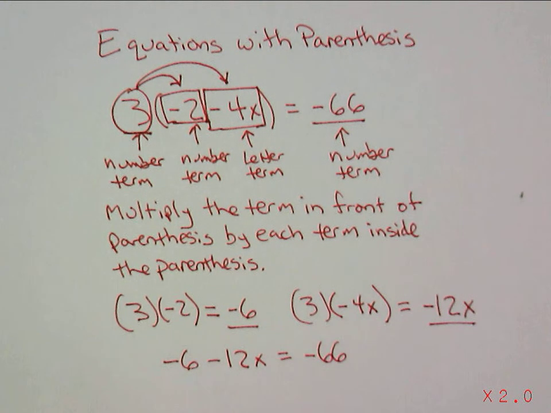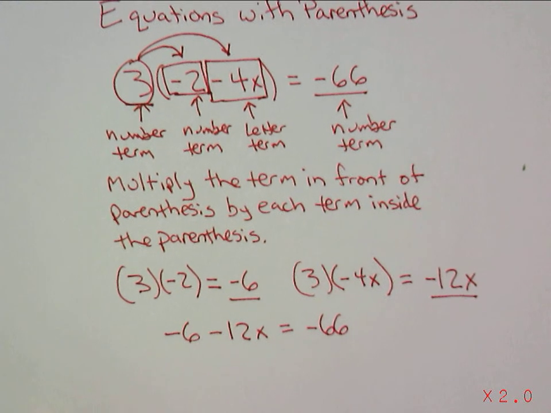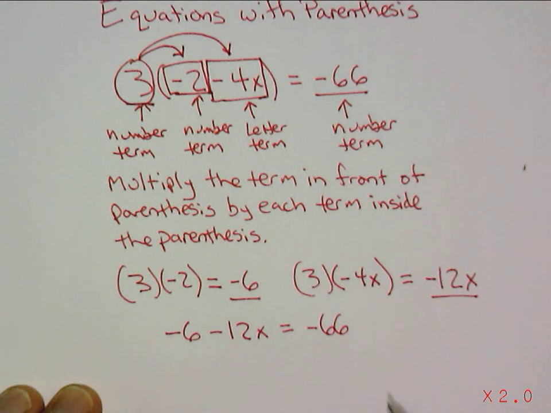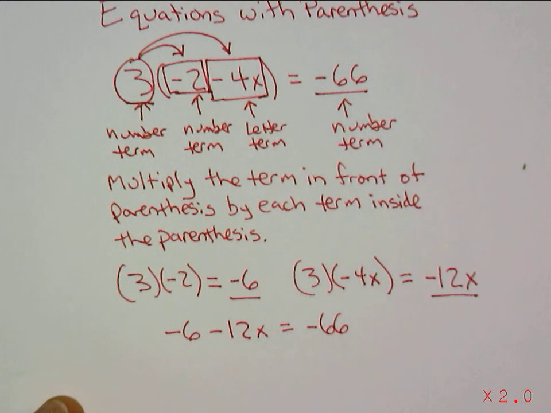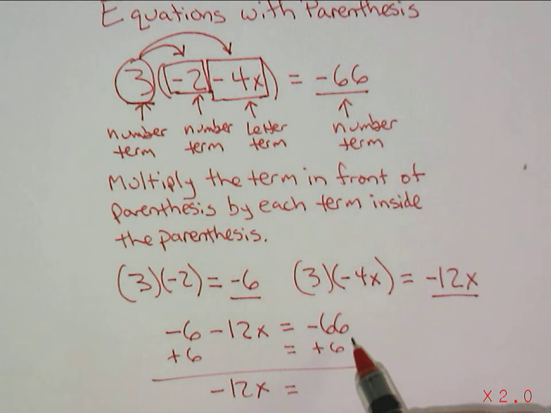And so now, without the parentheses, we have what we would call a 2-step equation to solve. We go back to some of our previous lessons, and we know that with a 2-step you add the opposite number term to both sides first. And this becomes a 0 by the additive inverse property. And we have a -12x that comes down. Again, make sure that negative stays attached to the 12. And then that equals -66 plus 6, which would be -60.